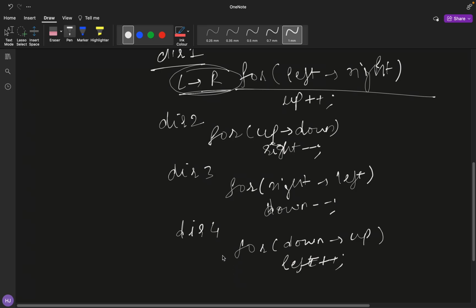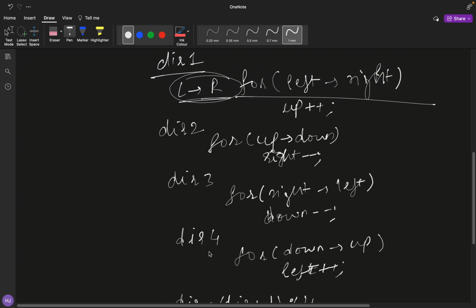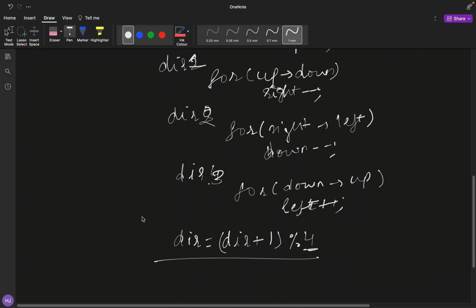And in order to keep track of these directions, I will simply update my direction with direction plus 1 modulo 4, because we have only 4 directions in this case, so that's why I am taking a modulus with 4. And even if we talk about directions 1 2 3 4, we can assume them to be 0 1 2 and 3 as well, because this formula of direction holds true. So that's what the pseudocode for this problem looks like, and let's jump to the code for the same.